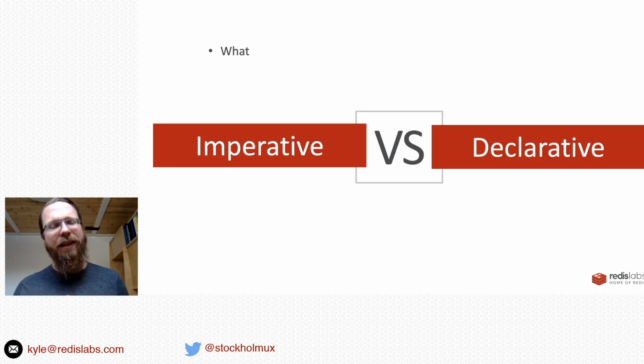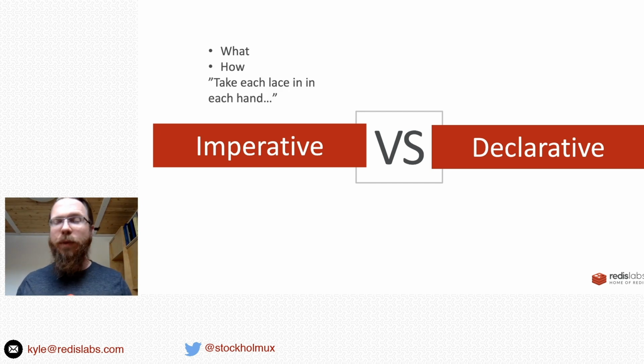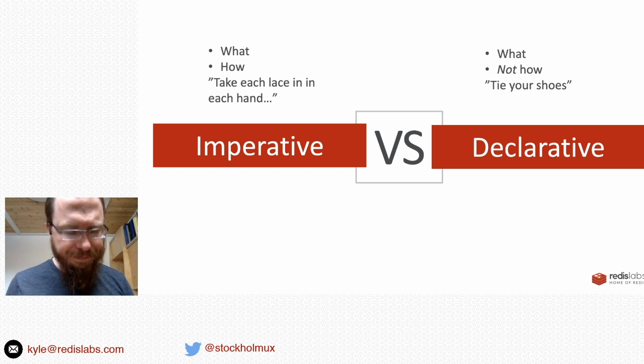Imperative is this idea that you're going to say what and how to do something. So think of this as tying your shoes. If you've ever seen the explanations for tying your shoes, they are about a page long. No wonder it takes kids a while to learn this stuff. Declarative, on the other hand, has a different approach. You say what, but not how. So in that case, what you're doing is just saying tie your shoes.